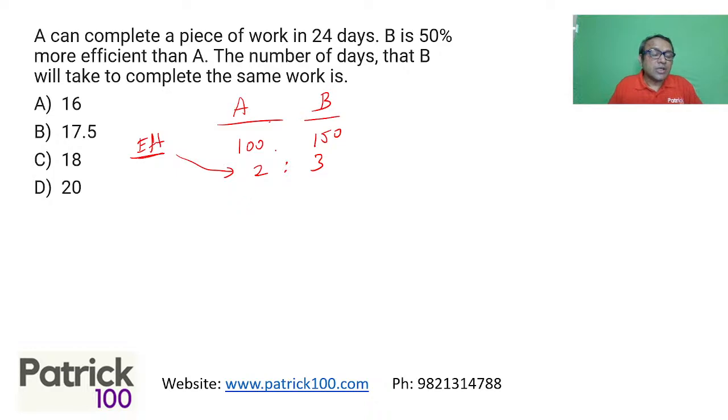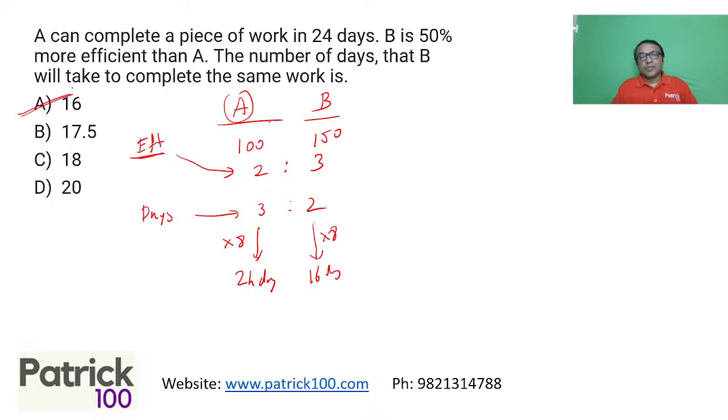If the ratio of efficiency is 2:3, as I said, efficiency and days are inversely proportional. So the ratio of days will become 3:2. If the ratio of efficiency is 2:3, the ratio of days taken is 3:2. Reverse. Now I already know A's 3 stands for 24 days. 3 into 8 stands for 24. I want to know how much B will take to complete the work. B, 2 into 8, will be 16 days. We straight away get the answer: 16.